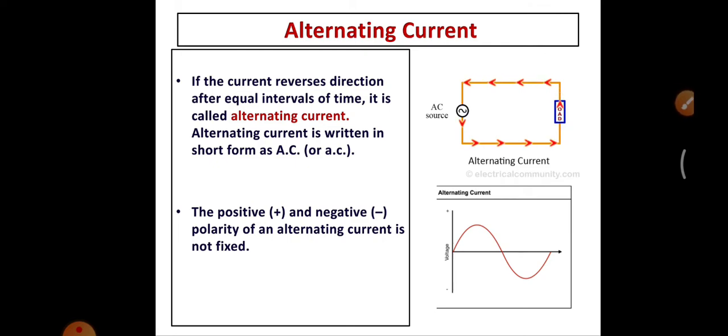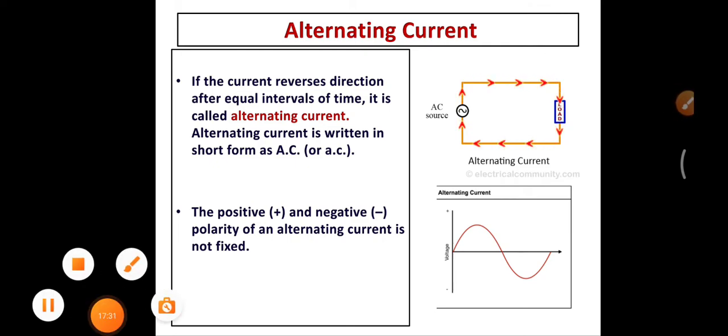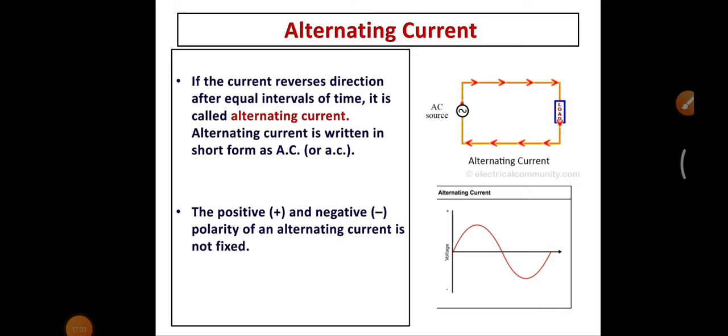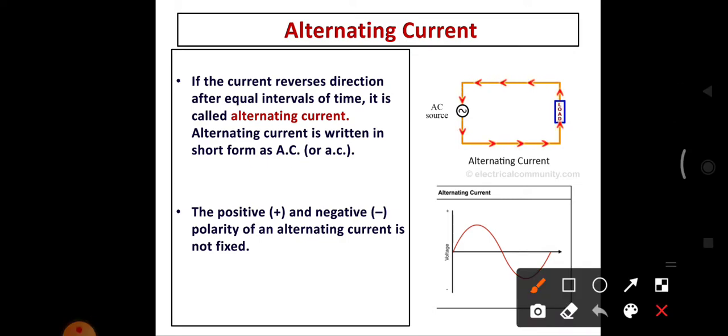The next one is alternative current. What is meant by alternative current? If the current reverses direction after equal interval of time, it is called alternative current. Look at this animation and arrow mark. The arrow marks change their direction in equal interval of time. See this animation. In 1 second it is moving in this direction, the other second it is moving this direction.